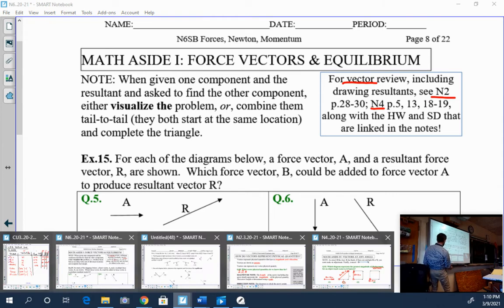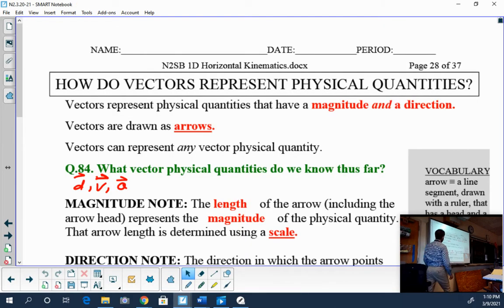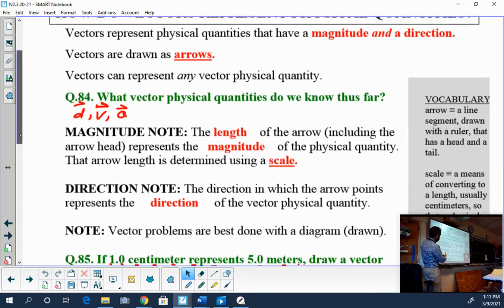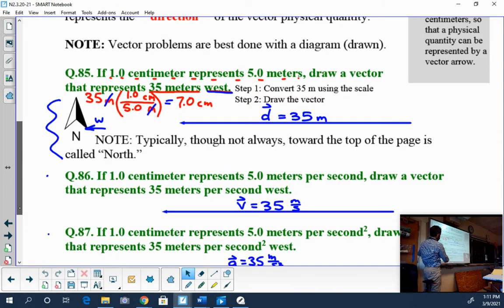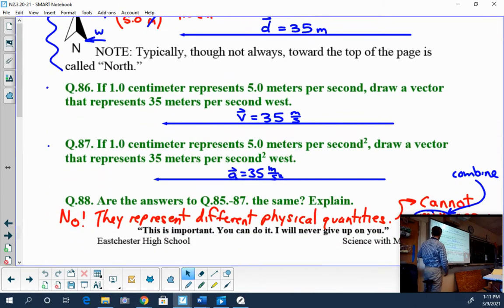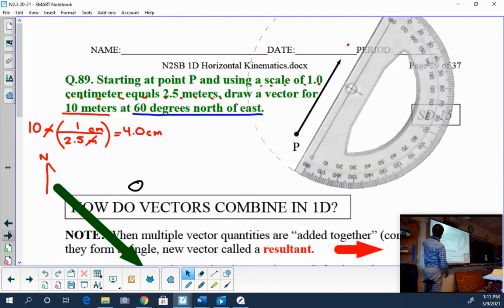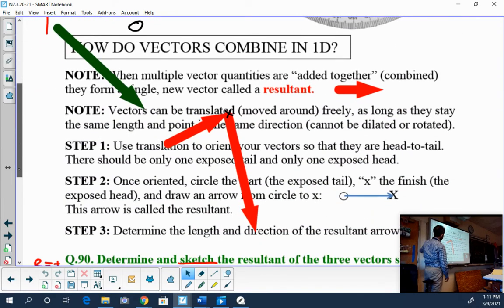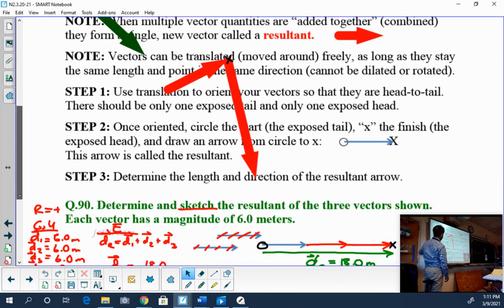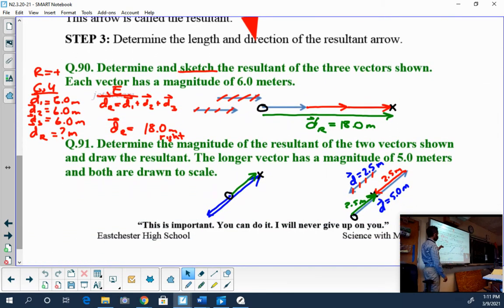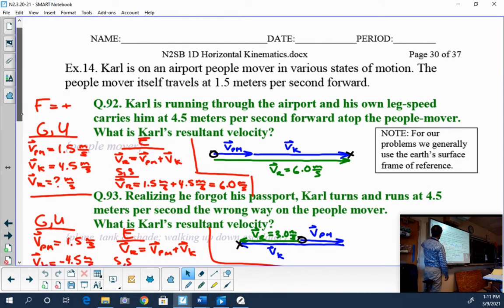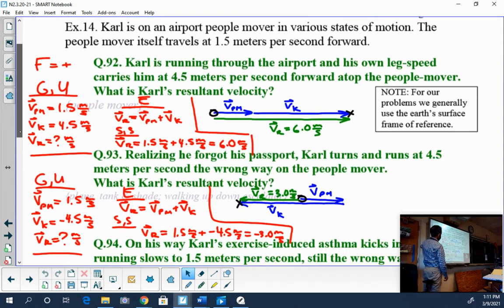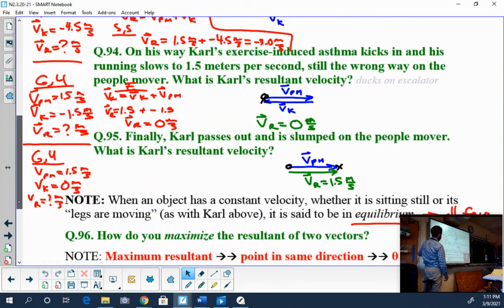In fact, just to give you a little preview, I pulled some of these up. Way back in Unit 2, we first introduced how you're drawing your vectors here. And we talked about what they mean, what they represent. We did some simple versions on here. And then we put them at an angle. We measured them with the scale. We talked about combining them head to tail, circle to start, X to finish, and drawing the resultant. And then we did a few simple cases of 0 degrees and 180 degrees. And we had Carl on the people mover at the airport, if you recall. So adding, subtracting, sometimes canceling out altogether.